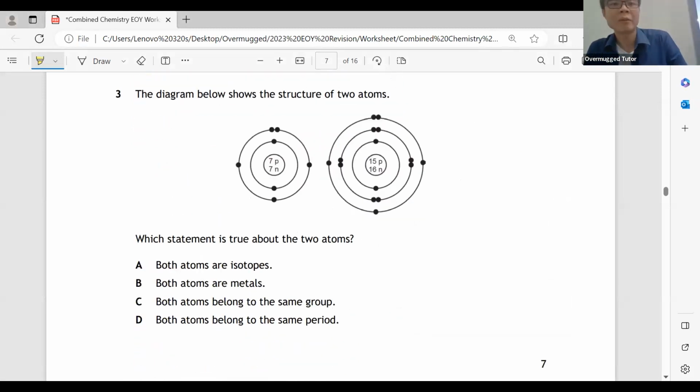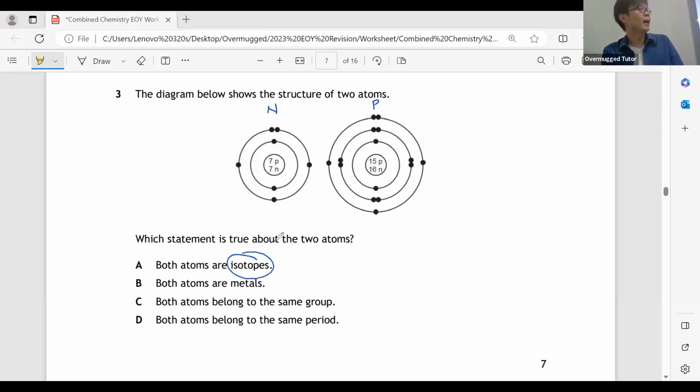Okay. The diagram below shows the structure of two atoms. Which statement is true about the two atoms? Same thing, you know the number of protons, you can go find out what it is. This is nitrogen, this is phosphorus. Okay, phosphorus has a proton number of 15.